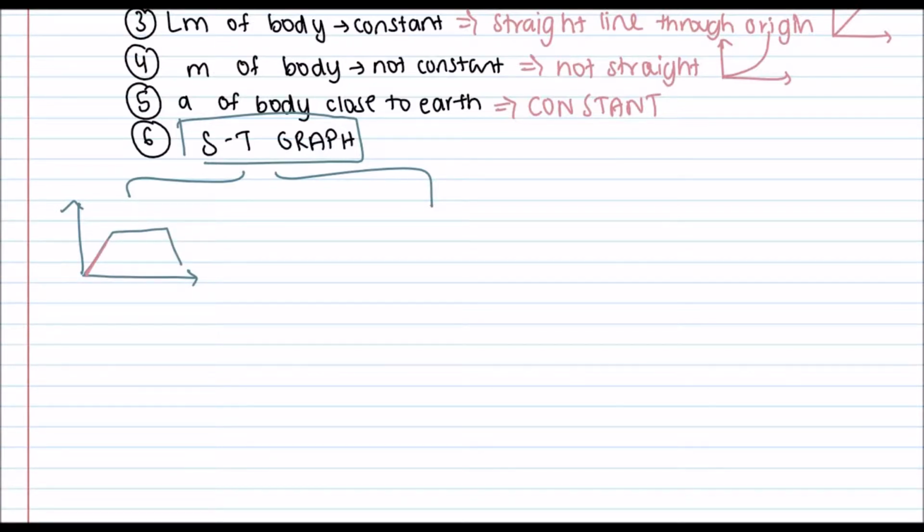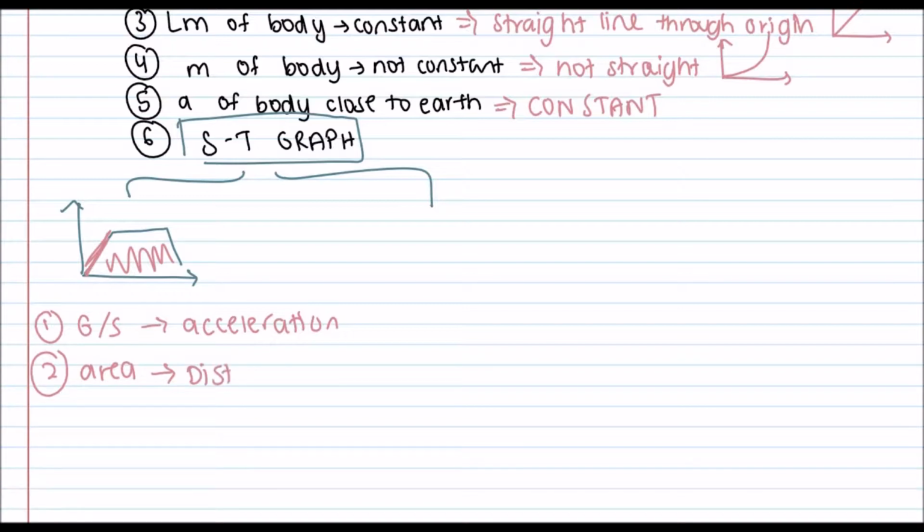So the first thing to remember is the gradient. The gradient or the slope is talking about acceleration. Second, the area under the ST graph. The area under the ST graph is talking about the distance traveled.